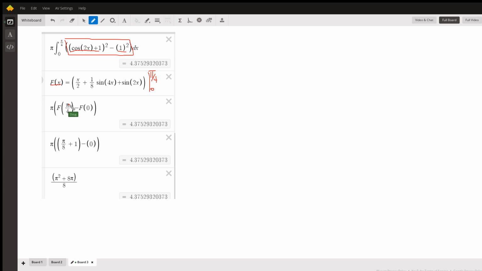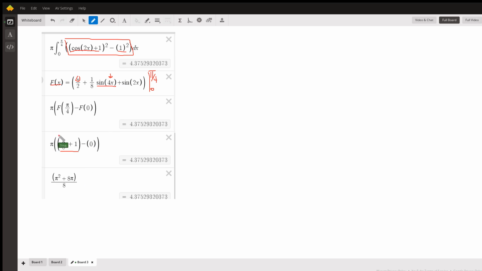And so that's kind of what I've indicated on these next two lines. F of pi over 4 minus big F of 0 times pi gives us the same thing. Here I am evaluating f of pi over 4. If I put pi over 4 in for this x, I get pi over 8. If I put pi over 4 in for this x, I get the sine of pi, which is 0. Sine of pi over 2 is 1. And then if I put 0 in for all these x's, I get 0.